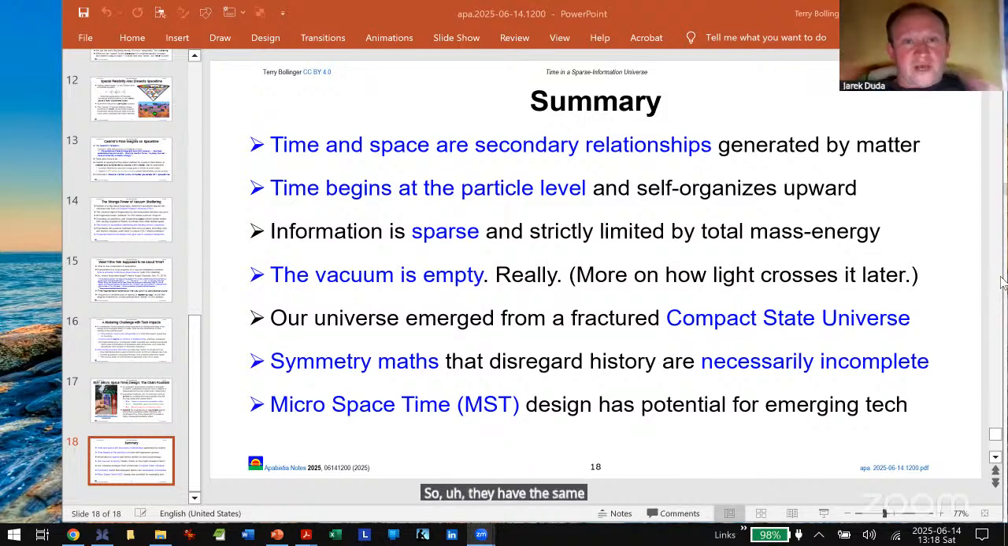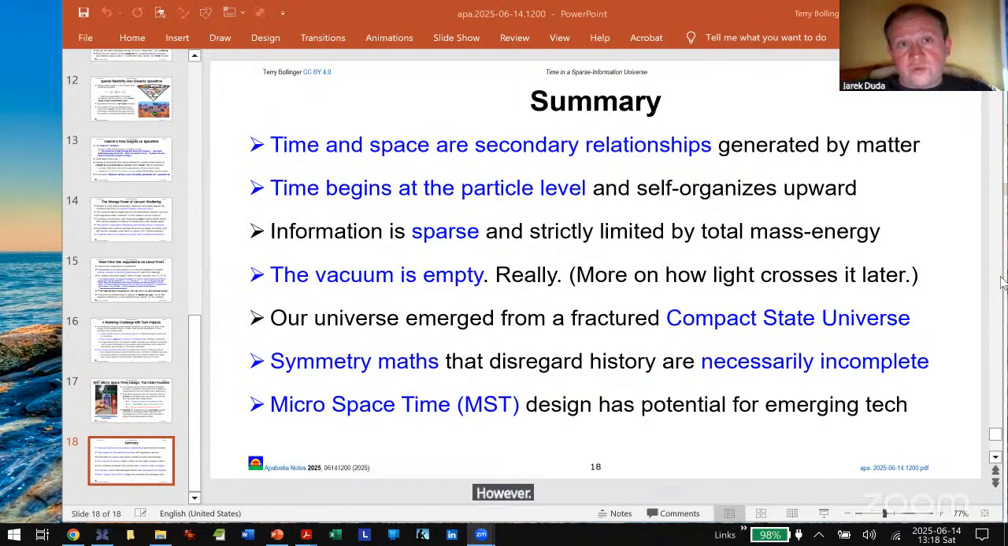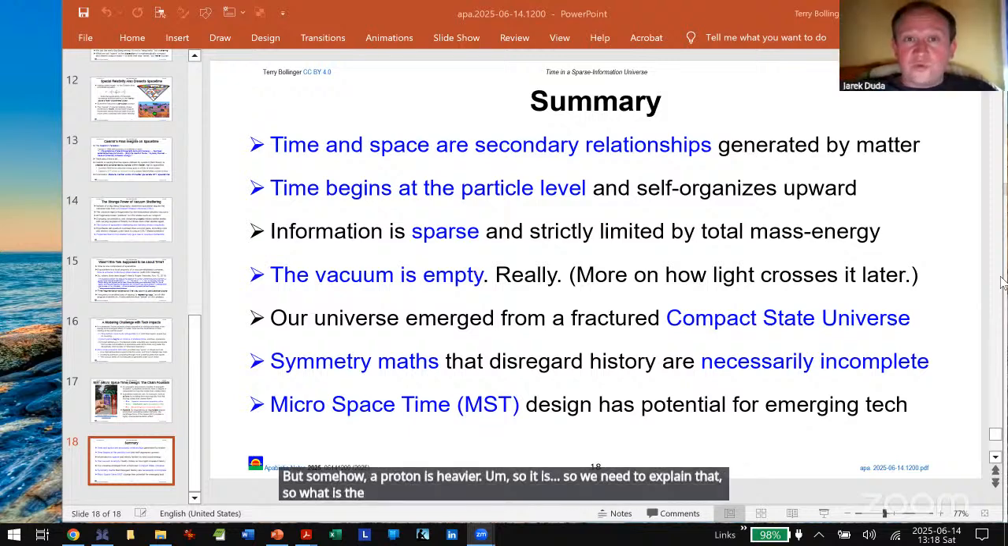So they have the same charge. If you take Gauss's law around an electron, positron, and proton, you get the same result. However, the energy is much larger for the proton. So they are both stable configurations of field, but somehow a proton is heavier. Yes, so we need to explain that. What is the difference? But I think you need a field configuration. You need a Lagrangian.